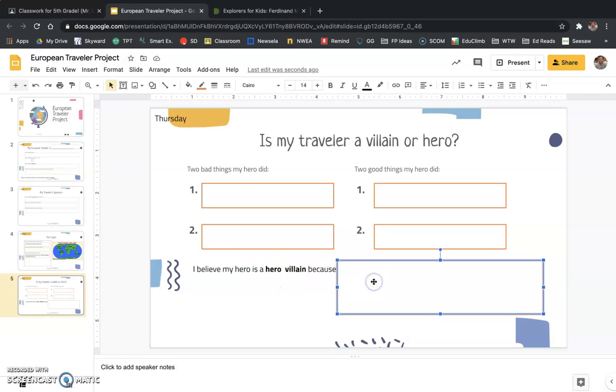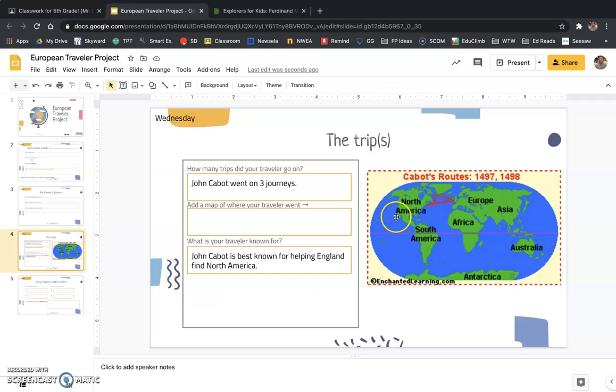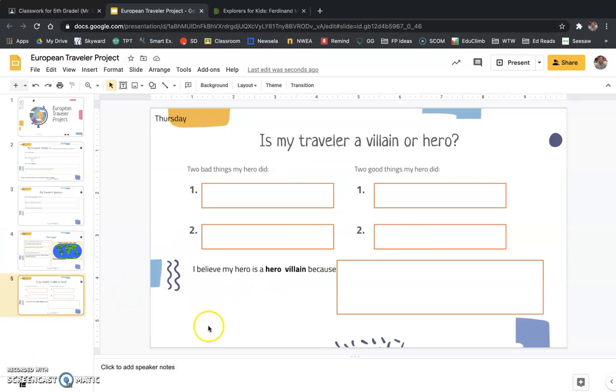If you remember the first day that we did this, I talked about Leif Erikson as my example. The second day I talked about Christopher Columbus. The third day, you can see here, I talked about John Cabot. And the fourth day, I'm going to talk about Ferdinand Magellan. So I'm going to start with two bad things that my traveler did. I'm going to talk about Ferdinand Magellan, some negative things about him.